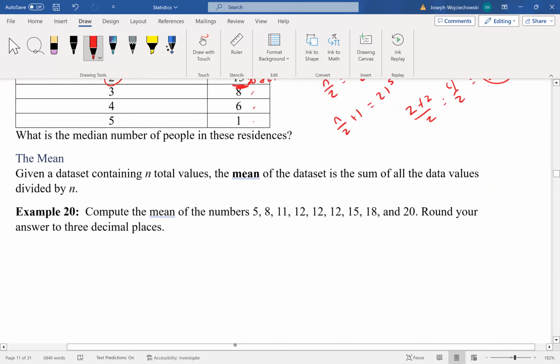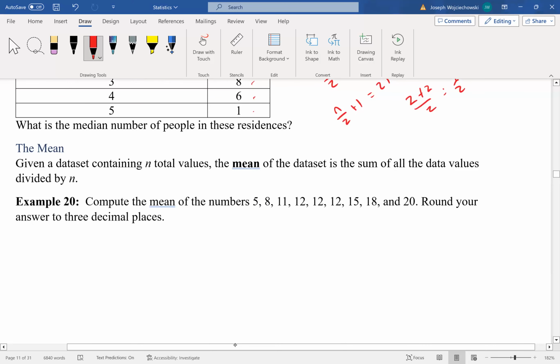So next up we have the mean. And you've done this probably. You referred to it as an average most likely. Given a data set containing n total values, the mean of the data set is the sum of all the data values divided by n. So to write that in nomenclature, the mean equals the sum of all the x's over n.